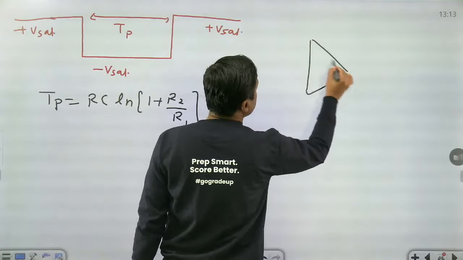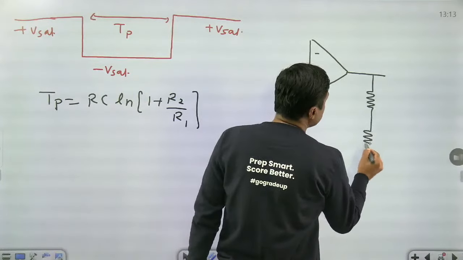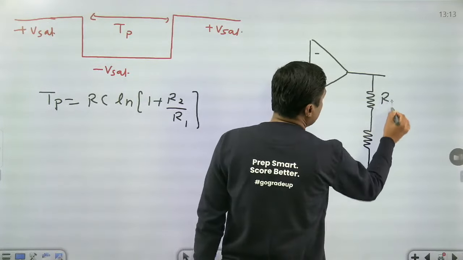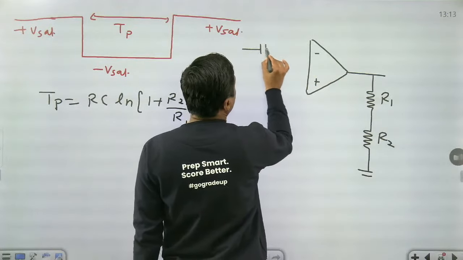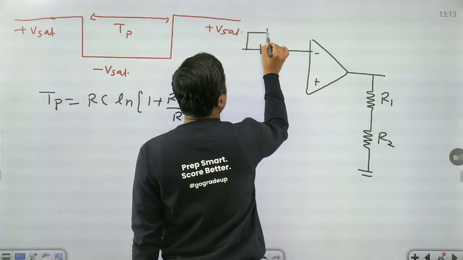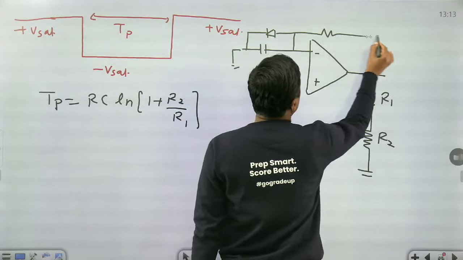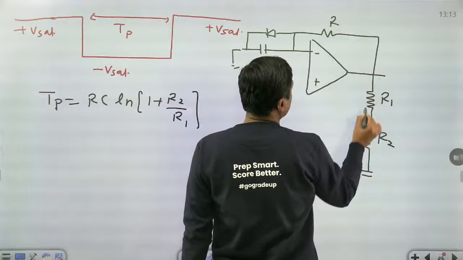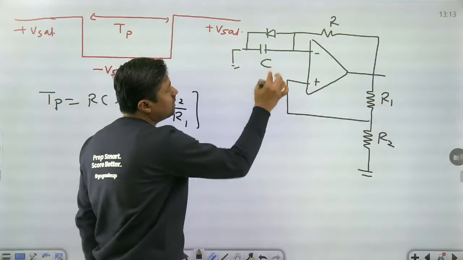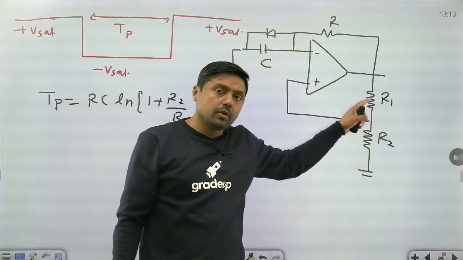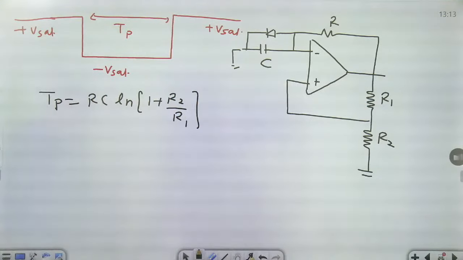Always remember the standard diagram, otherwise you will make a silly mistake. This is R1, this is R2. Right, here we are using the capacitor, here we are using the diode. This is connected, this is R. And this is called positive feedback. Right? Now, this is R, this is C, R2 by R1 plus R2. 1 plus R2 by R1.